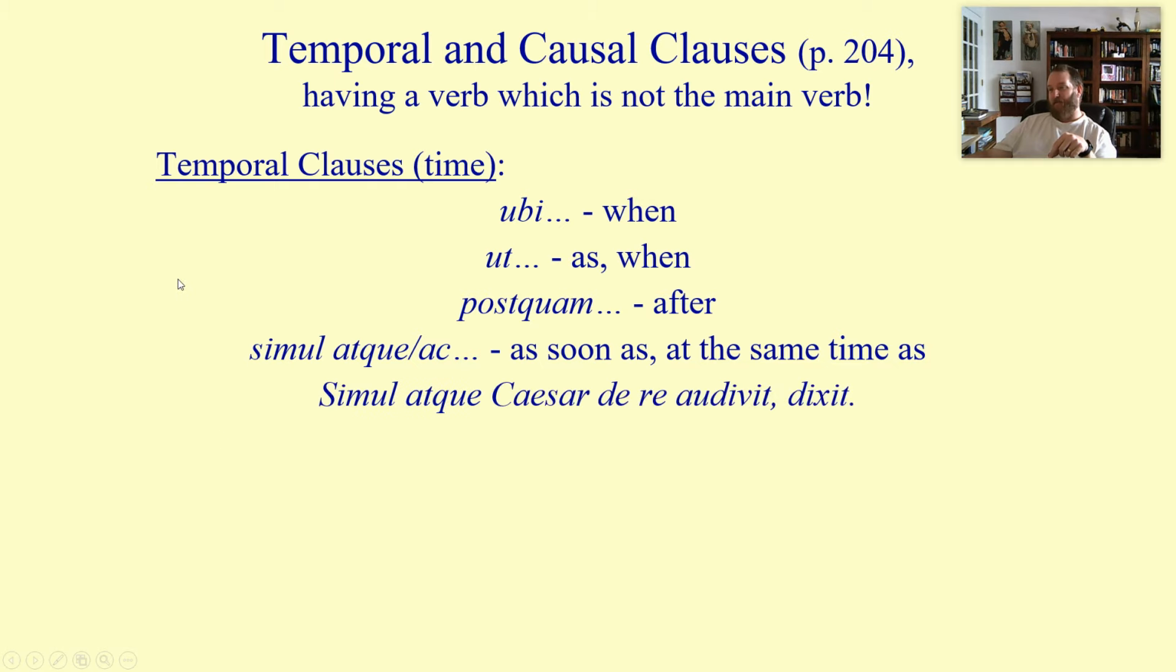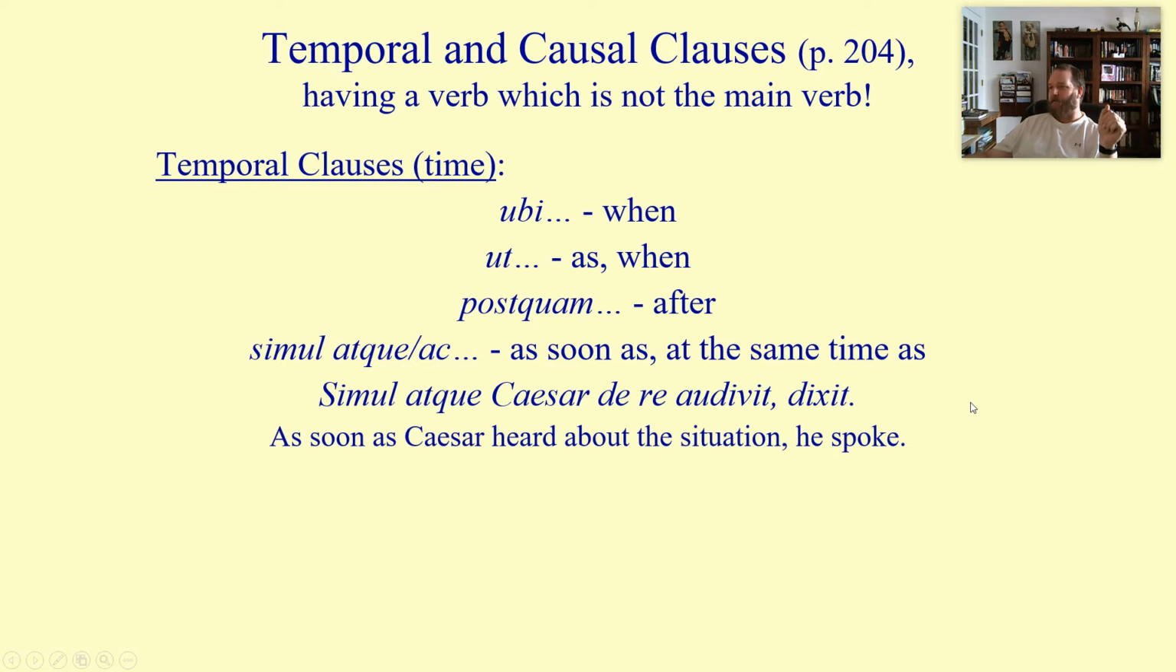And let me show you an example of that one with the temporal clause. Simulatque Caesar de re audivit, dixit. As soon as Caesar heard about the matter, he spoke. So here's the dependent clause: as soon as. Here's the main clause: he spoke. Coincidentally, the main clause here is much smaller than the dependent clause, but it's not always like that. So that's the translation. So the temporal clause is setting up the timing of the sentence. When is the sentence happening?